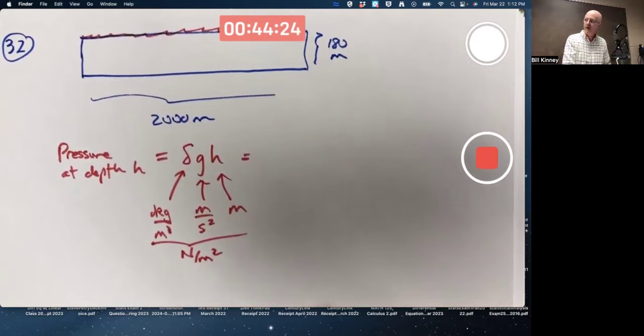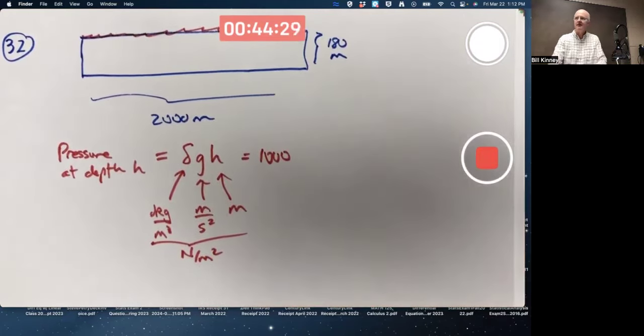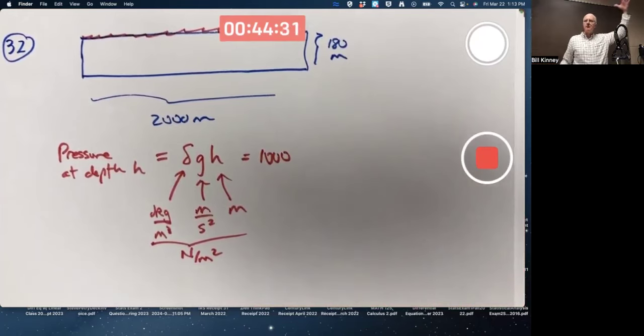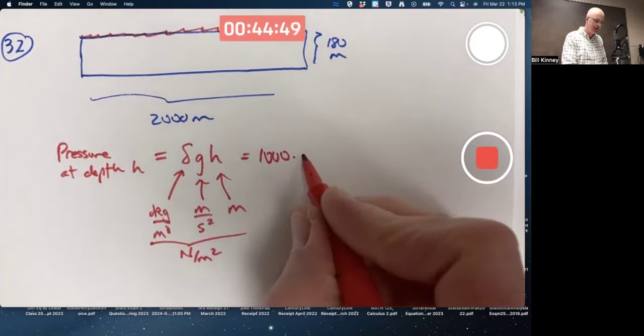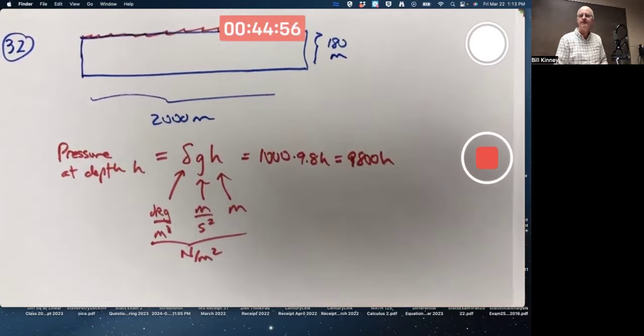Delta for water is 1,000 kilograms per cubic meter. So imagine a cubic meter of water, a box this big. Its mass is 1,000 kilograms, corresponding to how many pounds? I'm not sure. 1,800 pounds, something like that. You cannot lift it, okay? G is 9.8. So we end up with 9,800 H here.